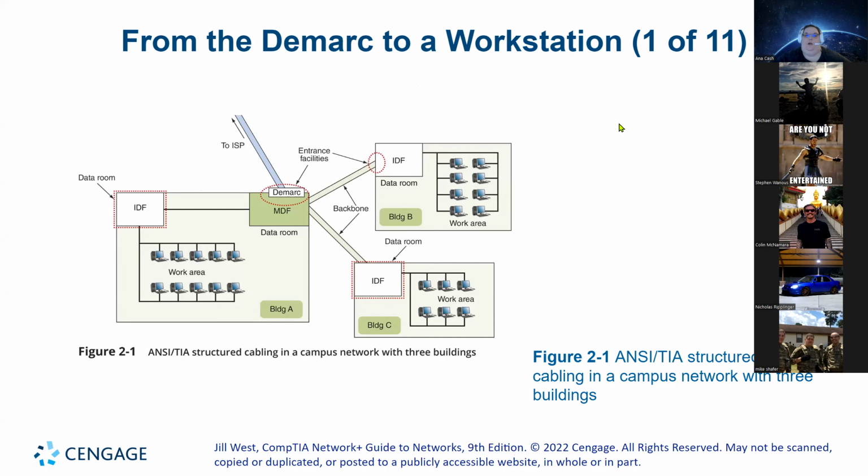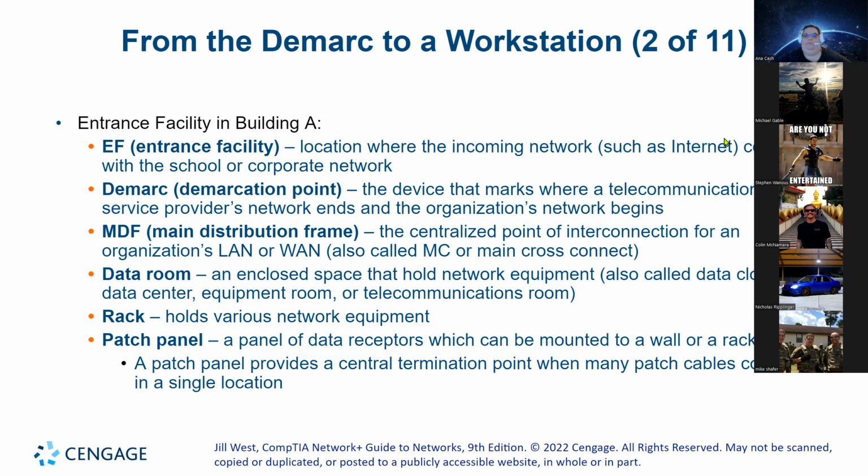So from DMARC to a workstation. So this is just showing you the ANSI TIA structured cabling on a campus network. And as you can see, the DMARC is where it enters in, and then it goes to the ISP. And then you can see where it's showing where everything's moving around for that. And if you have any questions, just stop and we'll chat about it.